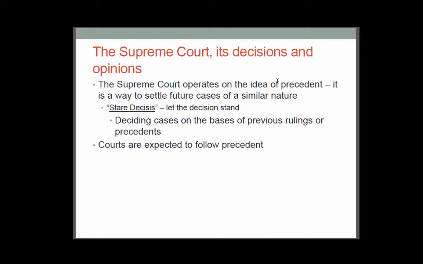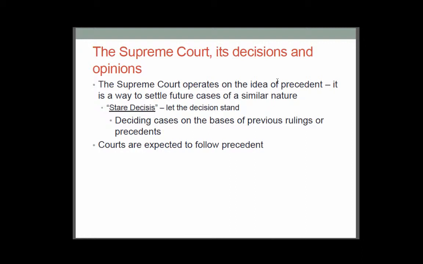When the court makes decisions, as we've talked about in the past, they operate on the idea of precedent. That is, the decisions of former cases, especially decisions by the Supreme Court, hold precedent. We would decide current and future cases based on past cases. Lower courts do this almost exclusively. They base their decisions on past Supreme Court decisions, and the Supreme Court also takes precedent very seriously.